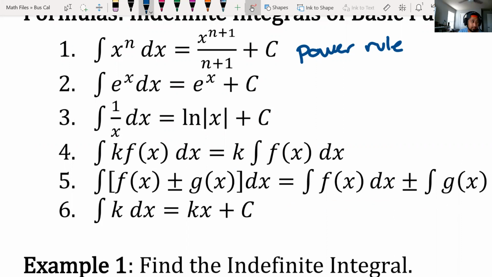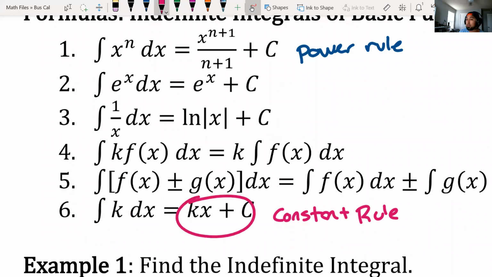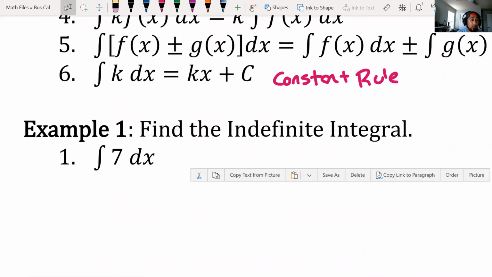And then rule number 6 is the constant rule. This is going to be a good one. This is the constant rule for antiderivatives. It says if you're given a constant k, and remember a constant is just a number by itself, then the antiderivative is kx plus c. That's it. All right, so let's try our examples out.